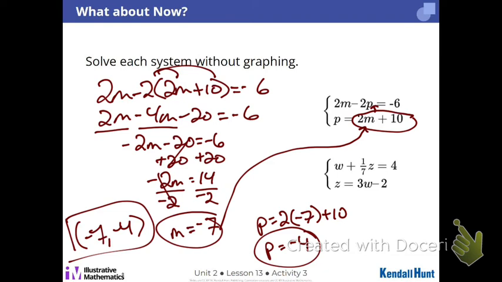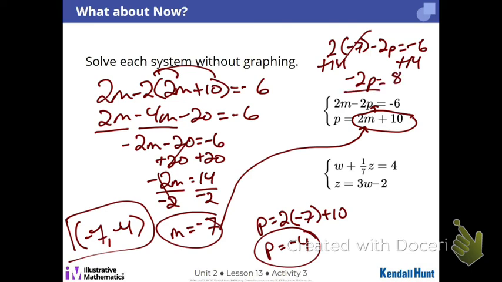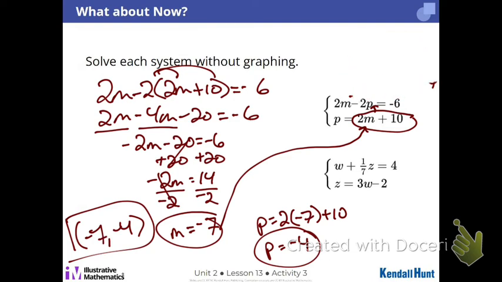It will work. I'll show you, I guess. 2m minus 2 times -7 minus 2p equals -6. You'd have to add your 14 to both sides here. Here's your -4 still. It just takes more work. It still works, though. All right. Any questions about that one?